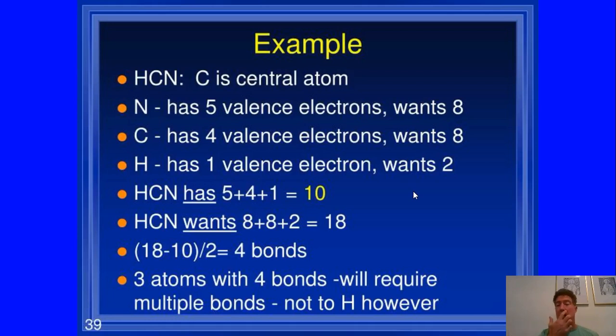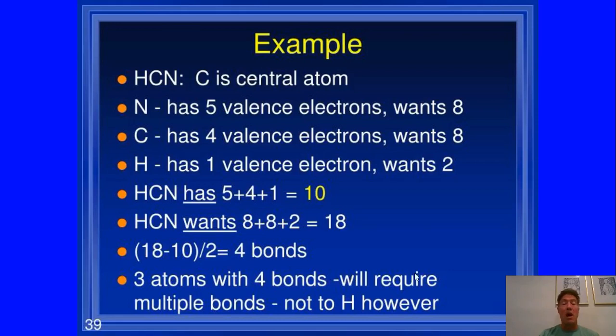And here's another example, HCN. So carbon, again, is the central atom. Nitrogen has 5 valence electrons, wants 8. Carbon has 4, wants 8. Hydrogen has 1, wants 2. So the total that we have is 10, but the total that we want is 8 plus 8 plus 2, which is 18. So the difference is 8, we divide that by 2, it makes 4 bonds. So we're going to have 3 atoms with 4 bonds.